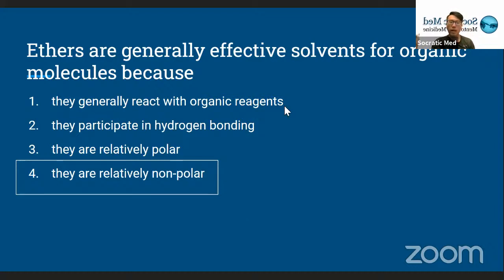It would be choice A because you don't want it to react with the reagents. You want it just to associate with them so you can extract it later. If you react with the reagents, then you'll get a completely different product. And they're not solvents for organic layers because of hydrogen bonding. And like I said before, they're non-polar molecules, so they would not be polar.